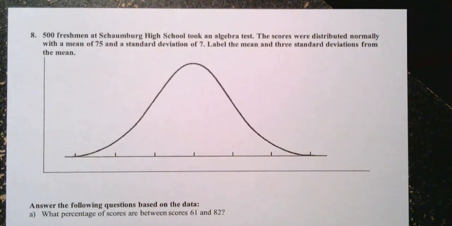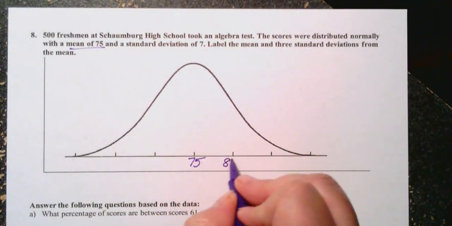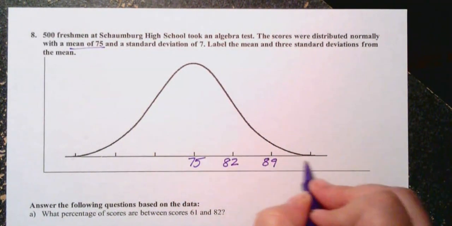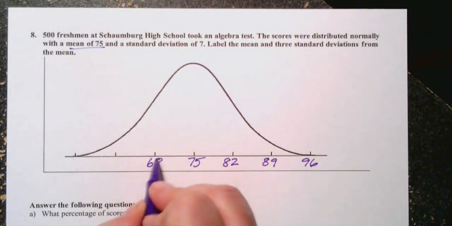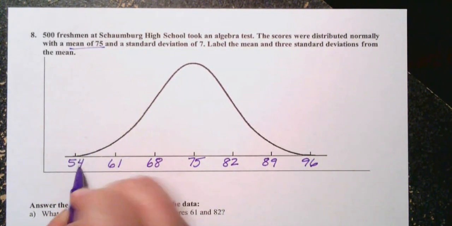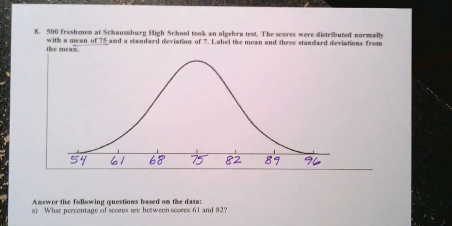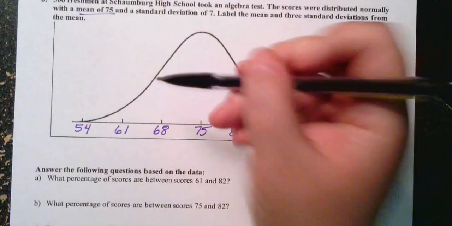For those of you who have, my mean is at 75, standard deviation is at 7. So 7 up from that is 82, 89, 96. Down 7 is 68, 61, and 54. All right. Let me go ahead and fill in my percentages.